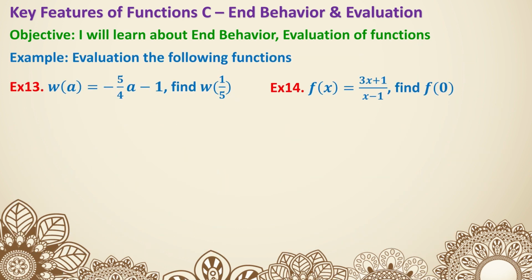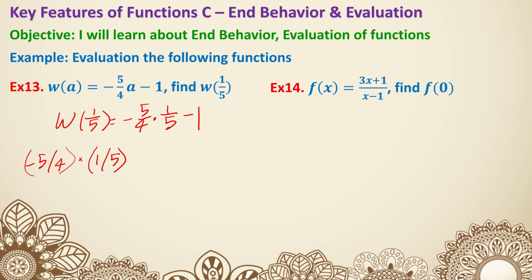Next, example 13. So a is being replaced by 1/5, so it's -5 over 4 times, that's multiplied with a, so it's times 1/5 minus 1. -5 divided by 4 times 1 divided by 5. This is how you can type in your calculator. It's -5 divided by 4. You want to preferably put it inside parentheses and then multiply and put the second fraction inside parentheses. That's how you would type into your calculator. It's going to give you -1/4 minus 1, which is -5/4 as a fraction.